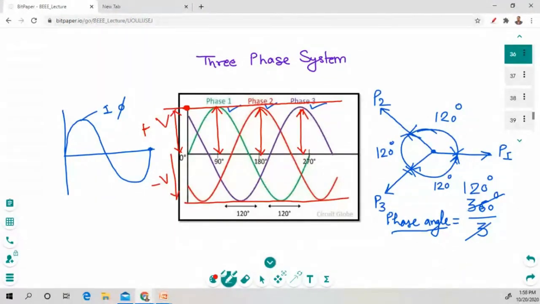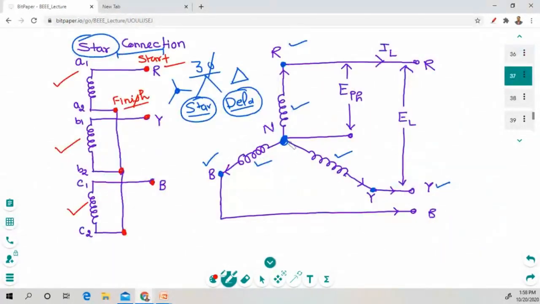Clear? The finish terminal is the neutral point. All the finish terminals are joined together, so they form a neutral point. When we connect all the finish terminals, they form a neutral point. Clear? The next point is we have to learn what is the phase voltage, what is the line voltage, what is the line current, and what is the phase current.